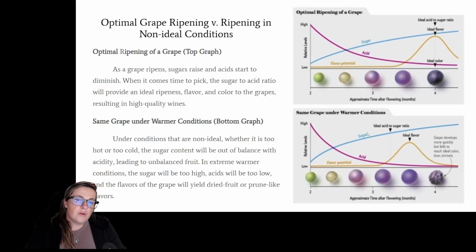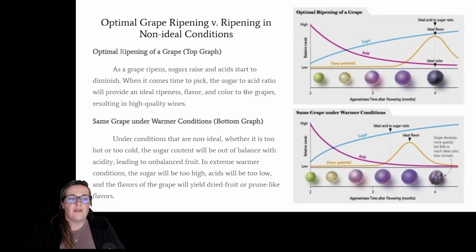Okay, so why is this important, right? Because we're monitoring the levels of sugar and acid in a grape to determine when it is the optimal time to harvest, but also it's a chance to see optimal conditions for grapevine production too, right?